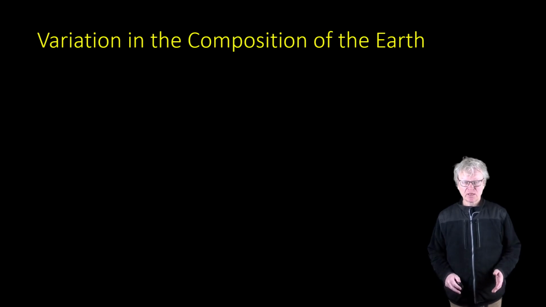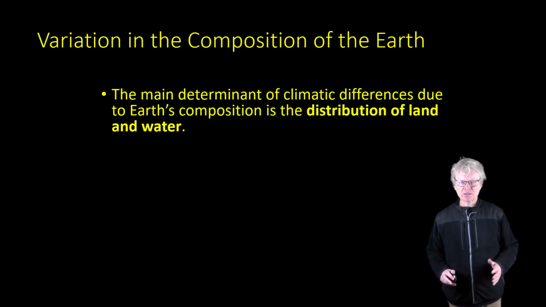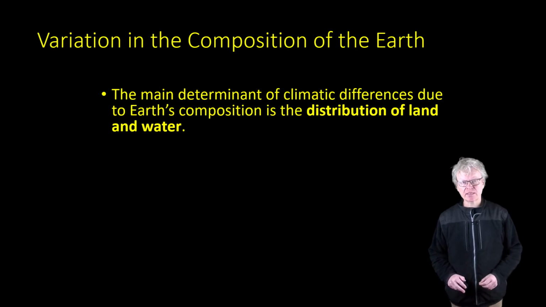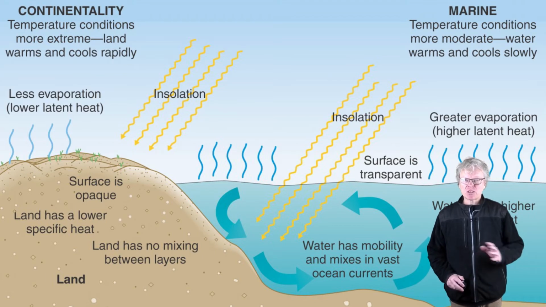Okay, so now we're going to have a look at what else causes differences in heat balance on the Earth's surface. We're going to look at the effect of different compositions of what the Earth is made of. And we can simplify that by just looking at the differences between land and water. We talked a little bit about this when we looked at specific heat, and that's one of the things that is different between land and water, but there are a couple of other things. Okay, so what's different between land and water that will affect the energy balance?